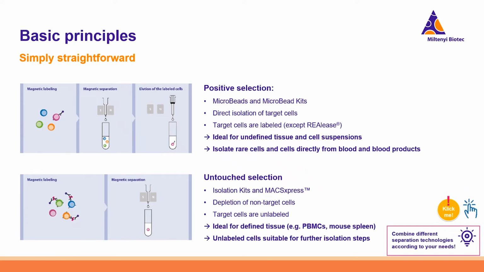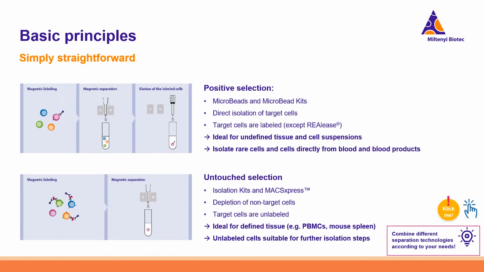Talking about positive or negative selection, generally MACS cell separation technology offers two different separation strategies. First, positive selection with our MicroBeads and MicroBead kits. Target cells are hereby labeled and directly selected via their specific and defining marker. As target cells are still magnetically labeled afterwards, they are usually not suited for an additional round of sub-separation, except when you use REAlease MicroBeads, where the label can be removed via an additional step. We will come later to this exciting technology.